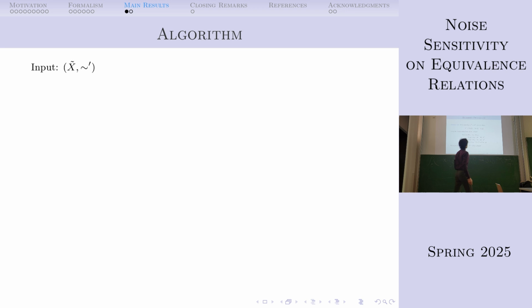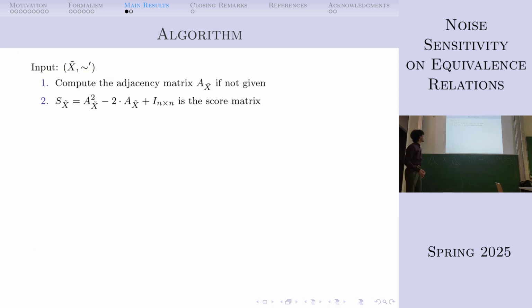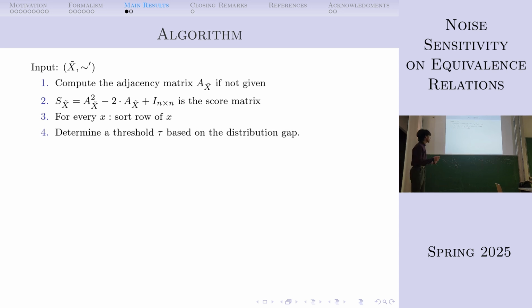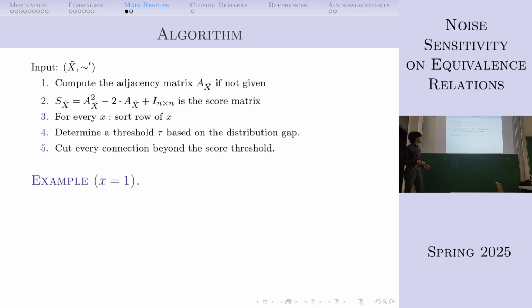So let's see what our algorithm looks like, because I've promised you that we will have some mechanism or some algorithm to reconstruct the random variables, to reconstruct the equivalence relation. And so you start with the adjacency matrix, you compute it via some formula, you can prove that this is the case, and then you determine the threshold. And in principle, this should work.